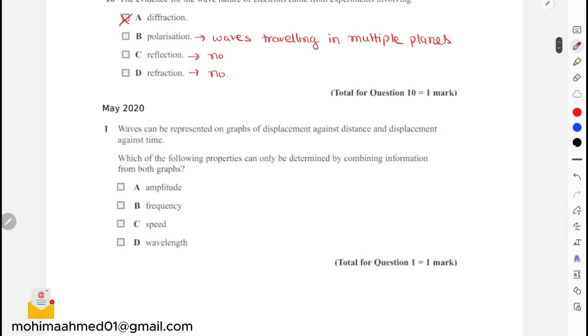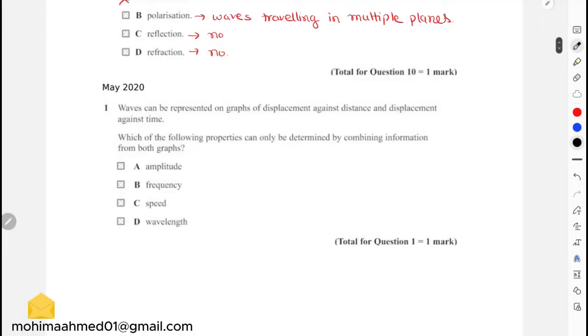Okay, then again for the next question, it says waves can be represented on graphs of displacement against distance and displacement against time. Which of the following properties can only be determined by combining information from both graphs? Okay, now from a displacement against distance graph, you can get amplitude, and you can get wavelength.